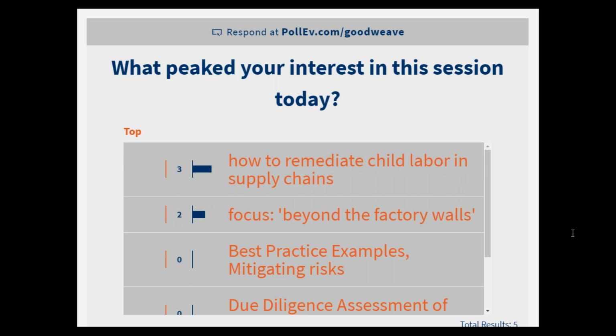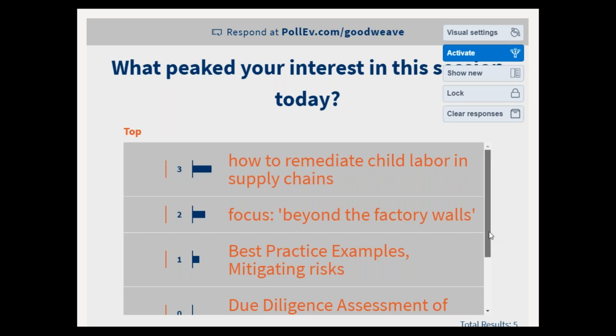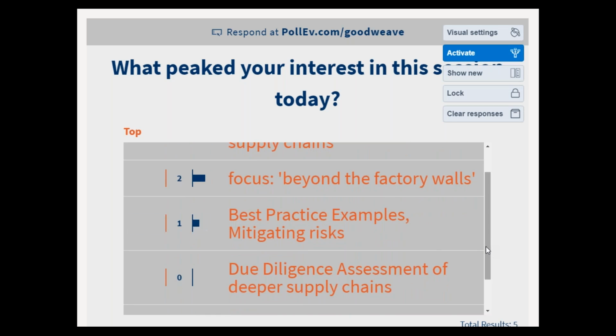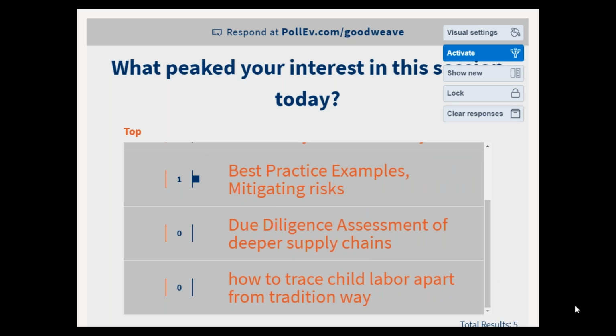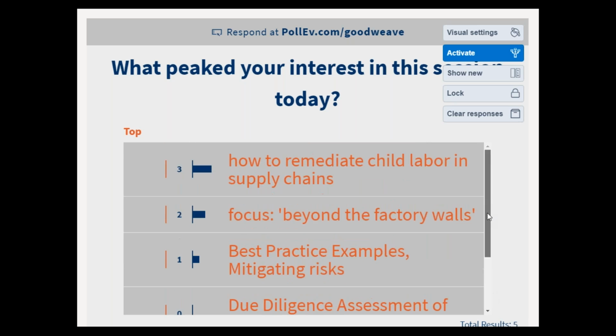Best practice examples, mitigating risks, due diligence assessment of deeper supply chains, how to trace, how to identify child labor apart from usual traditional ways. These are all great.